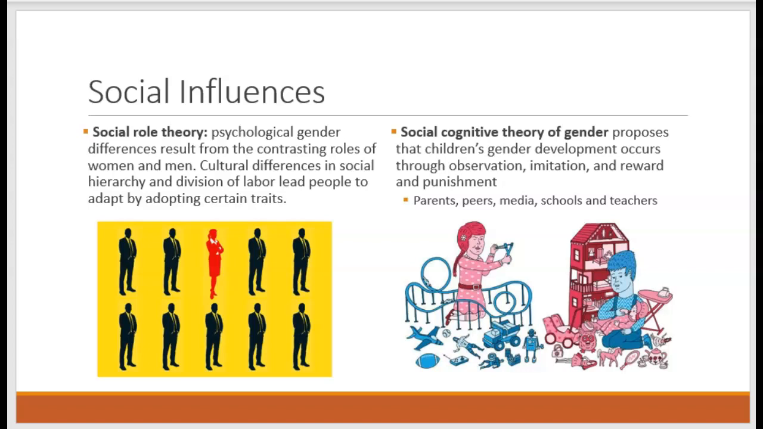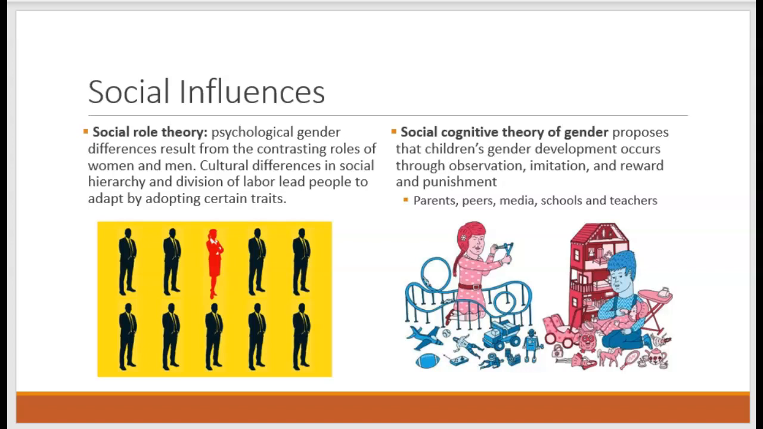Then there's also social cognitive theory. This proposes that children's gender development occurs through observation, imitation, and either reward or punishment. So, this is influenced greatly by how peers or media react to children, how parents react to them, how schools and teachers treat boys and girls, whether they treat them equally or if there are subtle differences in the ways that they treat them or have expectations of them.